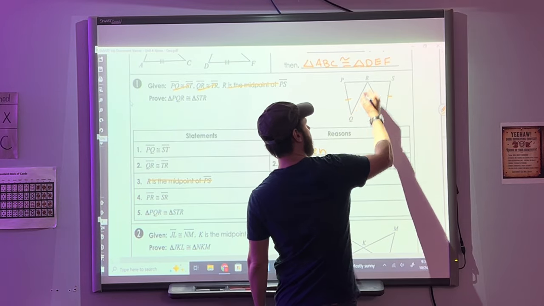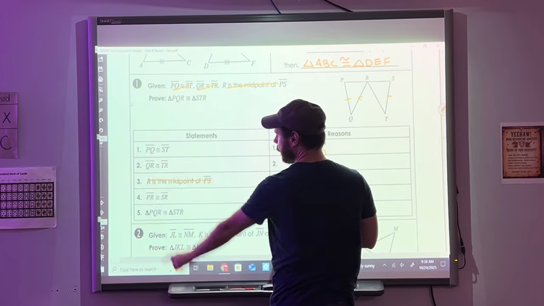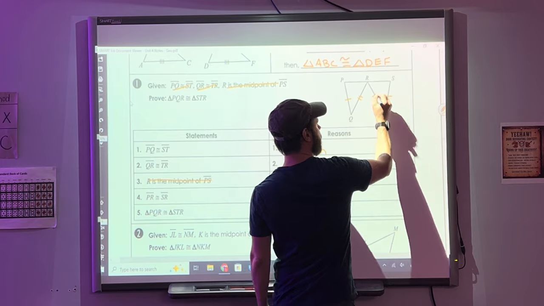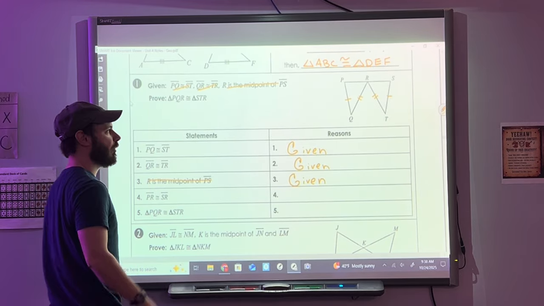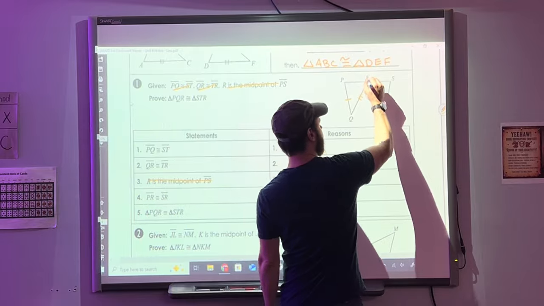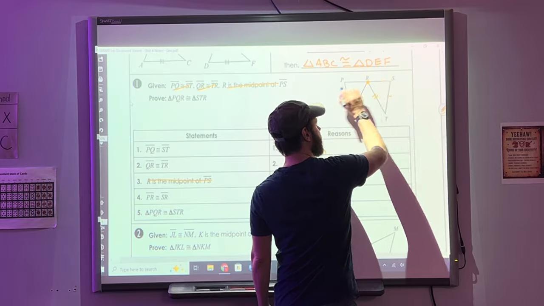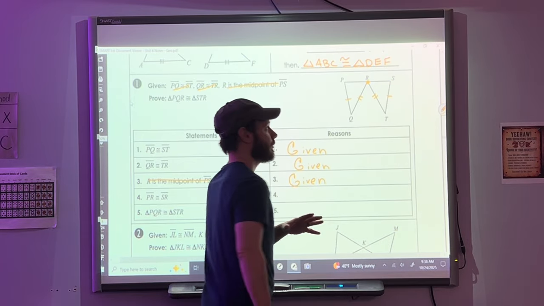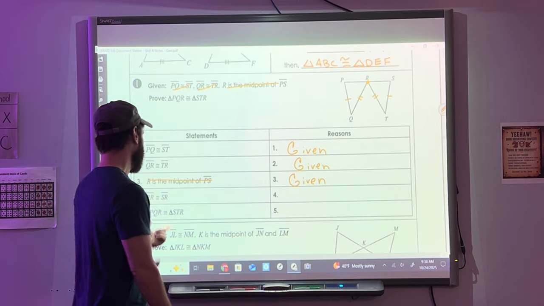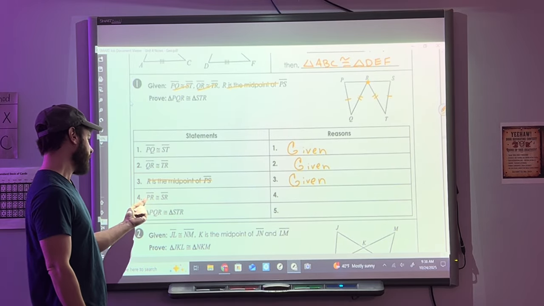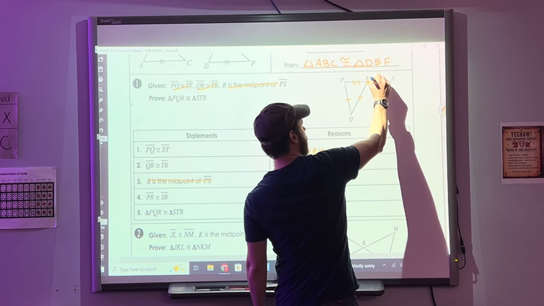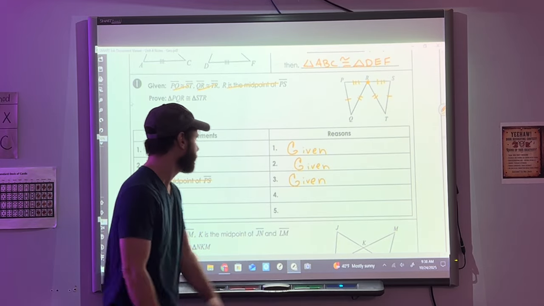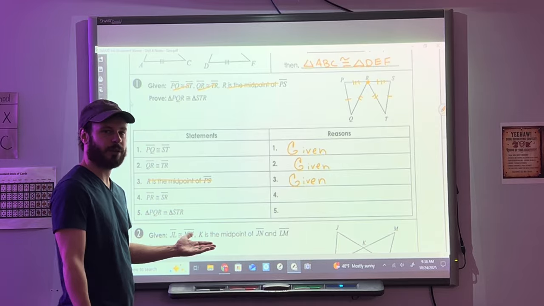QR is this side here. QR, two tick marks. TR, two tick marks. Match that up. And then it tells me R is the midpoint. So I know that R is in the middle of these two things. It then tells me afterwards that PR is congruent to SR. 1, 2, 3, 1, 2, 3. Please do that. What is the reason? Why can we say that?